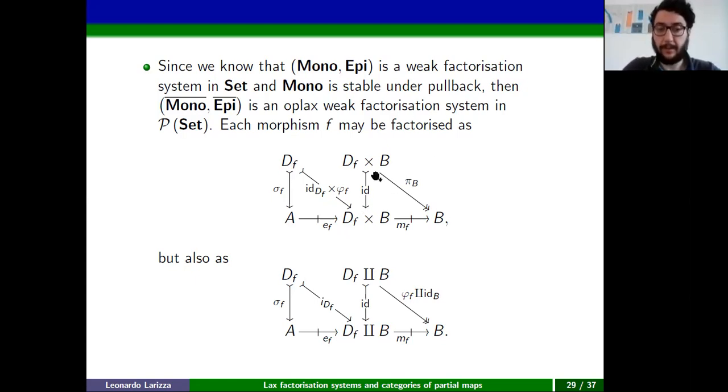We can build two factorizations, one for each factorization. The first one is given through products, and the second one through coproducts. These are the usual factorizations mentioned to prove that mono-epi factorizations in sets are not unique.